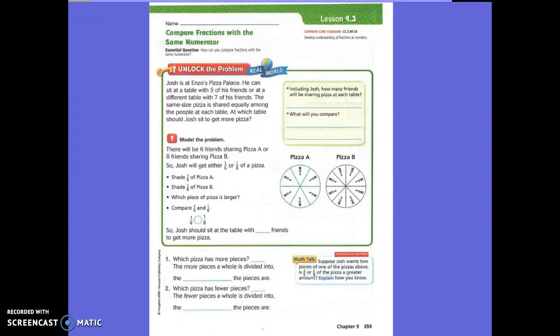You're not just going to be able to think, oh, I know this one's bigger because the top number is bigger, because the top number won't be bigger. It'll actually be the same. Right, Wyatt? Eyes up here.